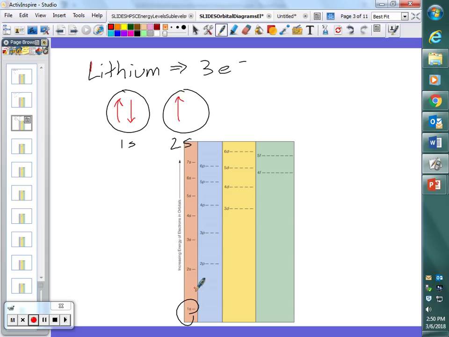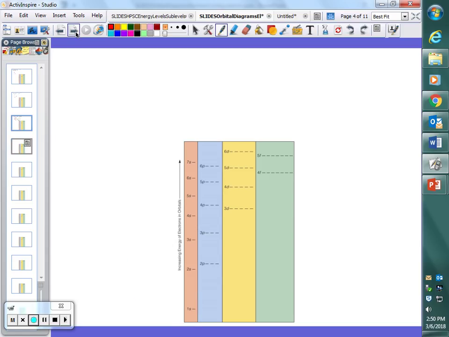Orbital diagram for lithium. There it is. Good here? Okay, let's do one more. I believe the next one on your sheet is boron? Yes? Did I skip beryllium? Okay.